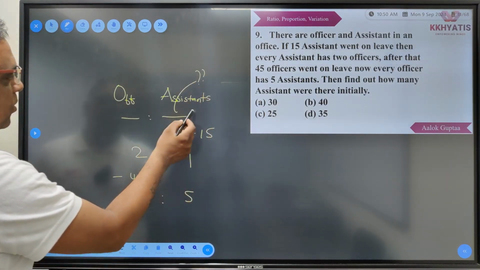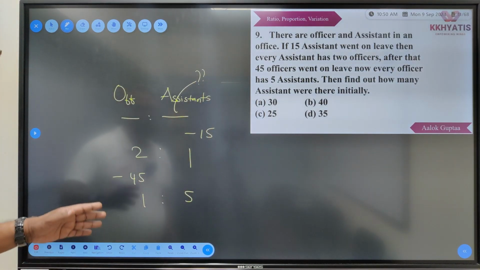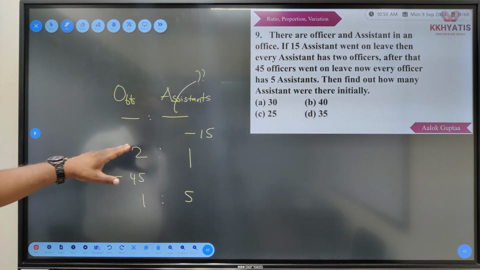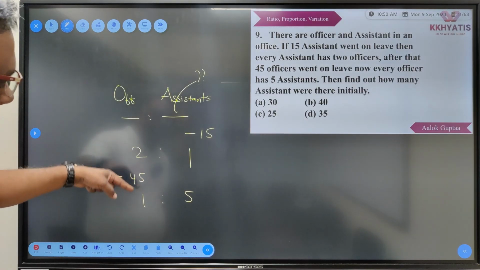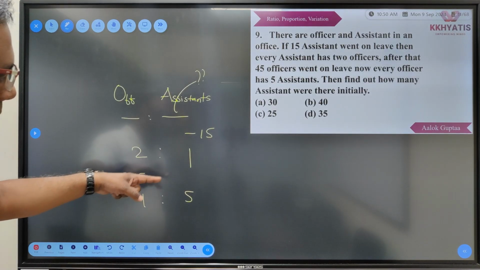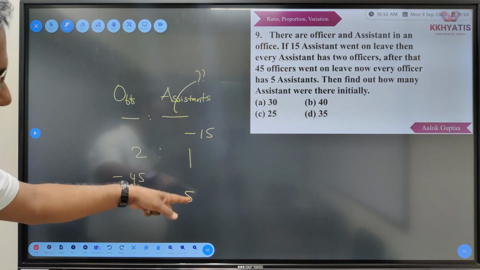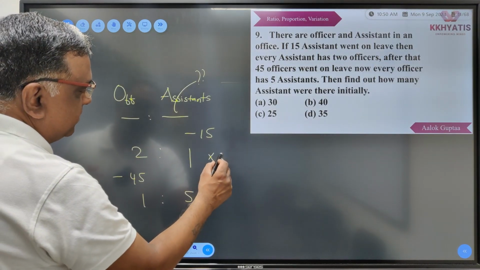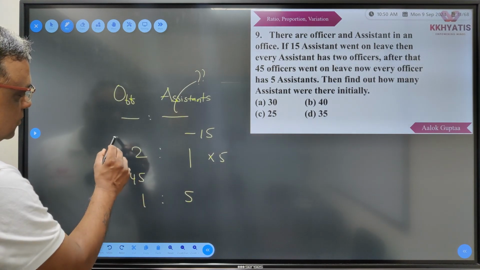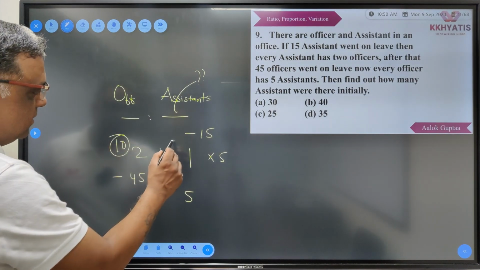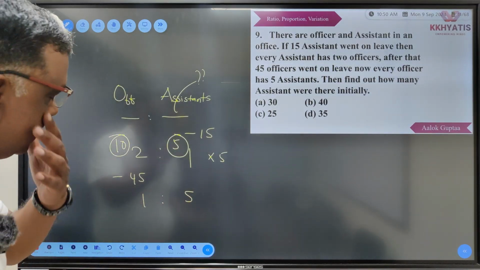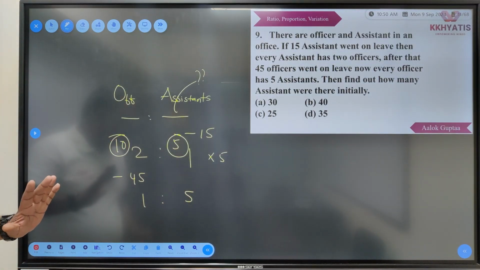So in this sum I have not been given the ऊपर का quantity. So cross product लगाना थोड़ा मुश्किल हो रहा है मेरे को, but we will try to see from what has been given. Now in this second scenario, सिर्फ officers went on leave, right? But assistant जो थे वो same होने चाहिए. But यहाँ तो 5 है, यहाँ 1 है, तो दोनों को same कर दे मैं. तो इसको मैं 5 से multiply कर देता हूँ ratio को. So this will become 10 and this will become 5. So now this 5, ये बराबर हो गया. Now the ratios have become okay.